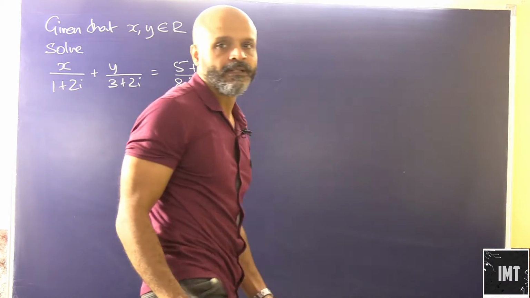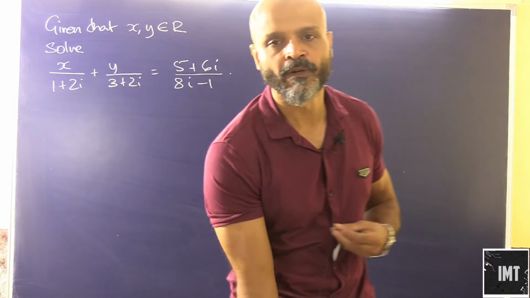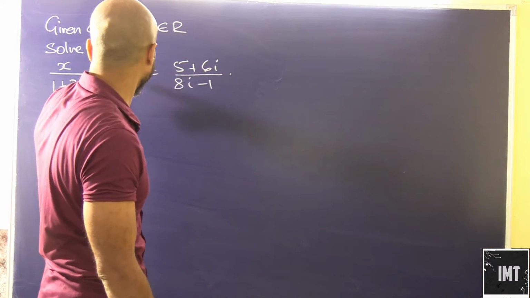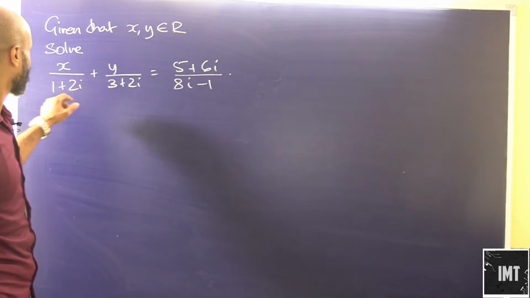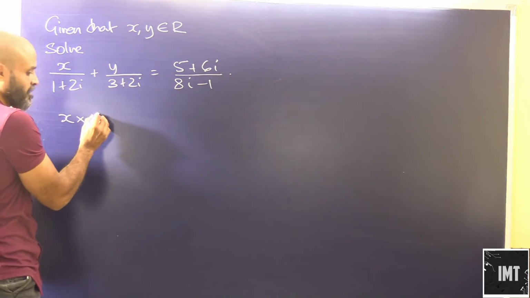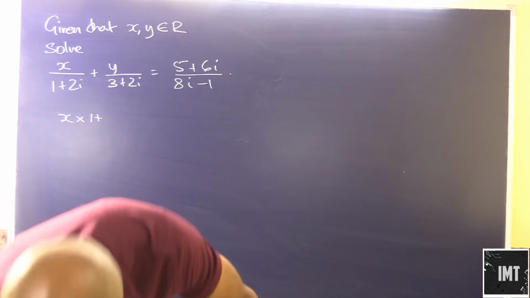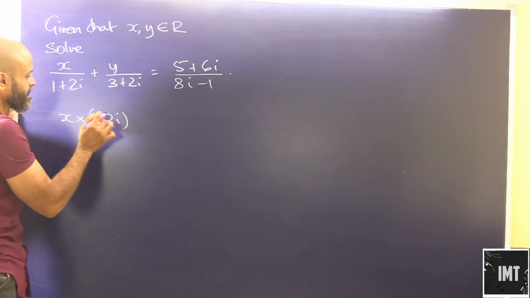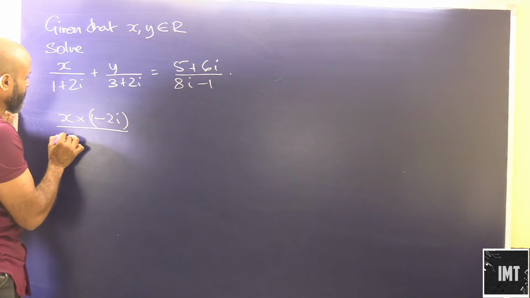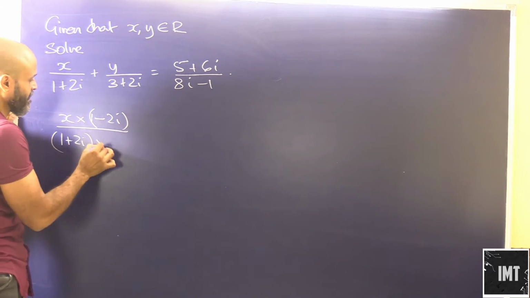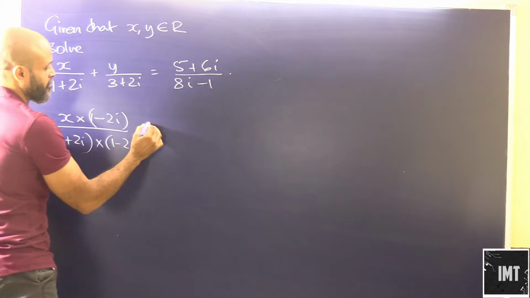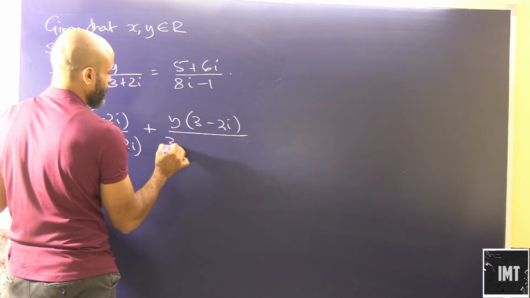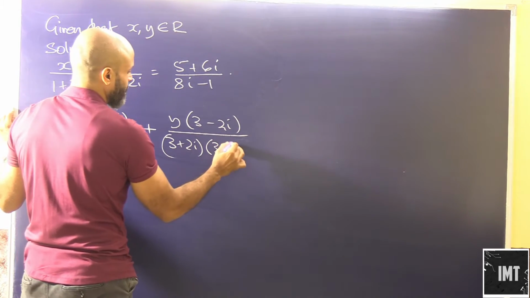Okay, so in this problem it has been given that x and y are real numbers. We have to find out the values of x and y. So we have here x upon (1 plus 2i), so what do we do here? We multiply both the denominator and numerator by their conjugate part, 1 minus 2i. Plus we have y upon (3 plus 2i), into 3 minus 2i upon 3 minus 2i.